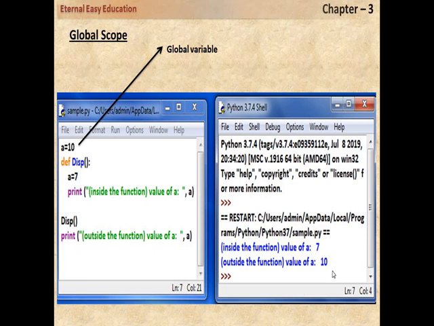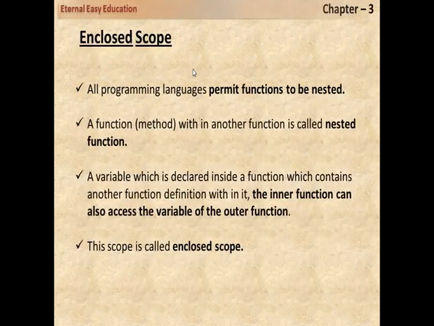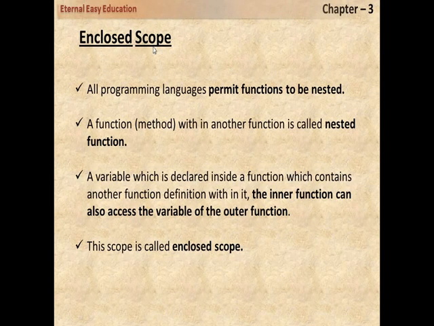Outside the function the value of a is 10. This type of declaration is said to be global variable declaration and the scope is global. That means a can be used inside the function, outside the function also. Is it clear?